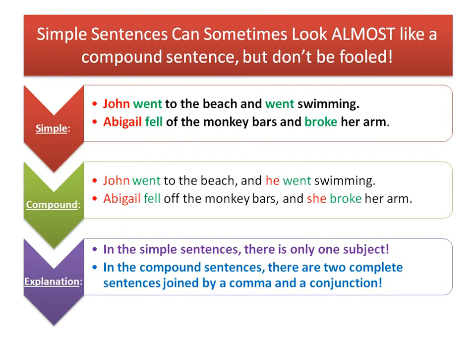If you look at the simple sentences above, you'll notice that you cannot say the things that come after the conjunction and by themselves and have them make sense. Went swimming, broke her arm. These are not complete sentences because they don't have a subject. In the compound sentences, the phrases on both sides of the comma and the conjunction have both a subject and a verb. In the simple sentences, again, there is only one subject. In the compound sentences, there are two complete sentences joined by a comma and a conjunction.